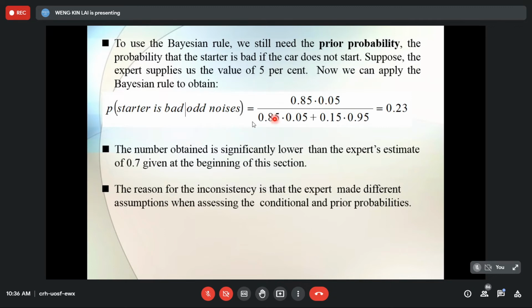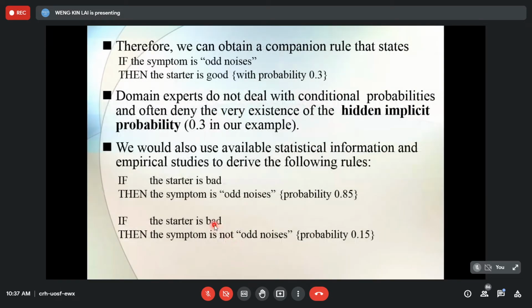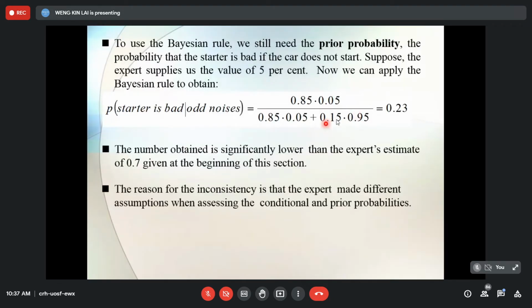So you put it inside this equation. Now we can calculate the Bayesian rule for the chances of the starter being bad, given that the car gives you odd noises when you try starting it. So it's due to the starter being bad. What are the chances of the starter being bad, given that the car makes strange sounds when you start the car? When you put these values inside, this is 0.05. Of course, the not true will be 0.95 over here. Again, the same here, 0.85, which is here. And then the starter is bad but doesn't make strange sounds, which is 0.15, which is over here, for not the starter's problem. And you find that it's actually 0.23, a 23% probability that the starter is bad. Now this number, if you look at it, is much lower than the 0.7 given at the beginning.